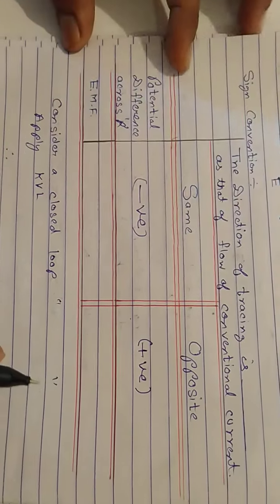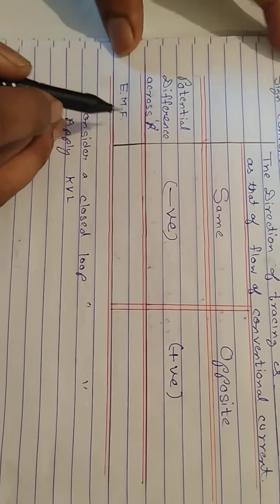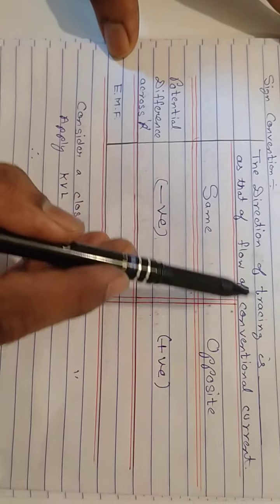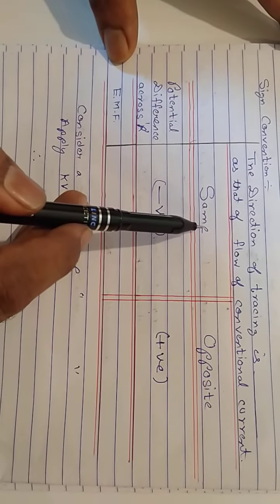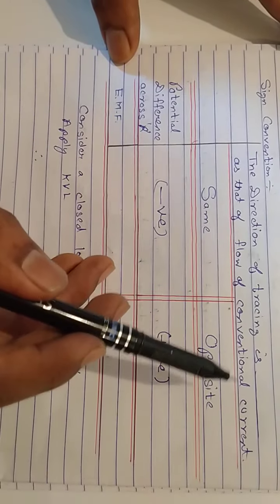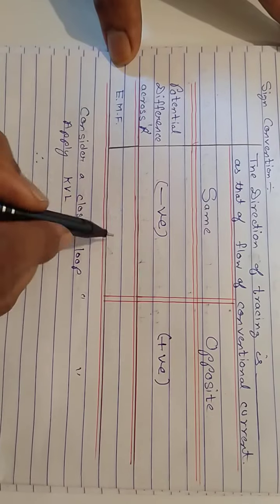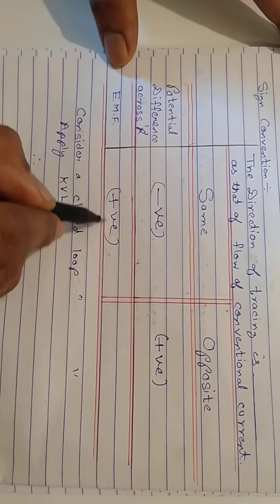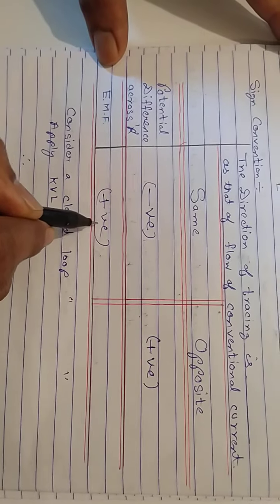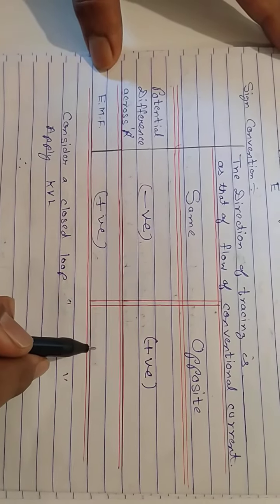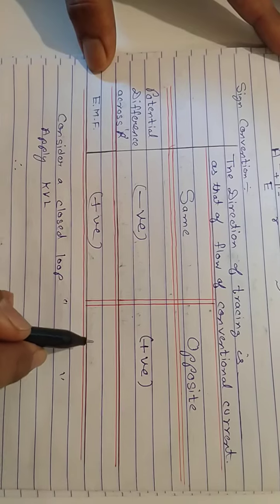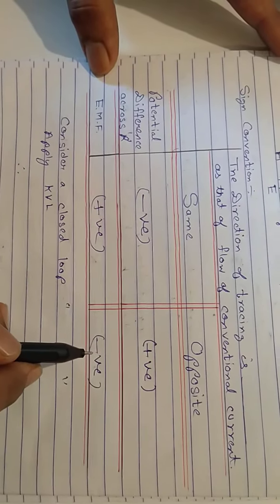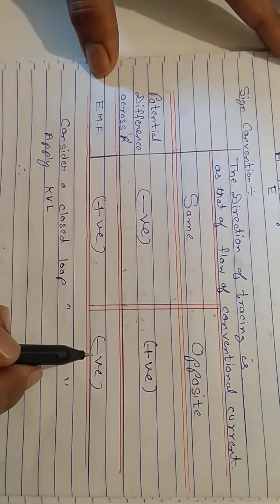Students, one more sign convention is left, that is for EMF. Again, if the direction of tracing is the same as that of the flow of conventional current, then EMF is taken as positive. Remember, students, you have to take EMF as positive. And if it is opposite to that of tracing, then we have to take EMF as negative. Students, maybe you are still confused.